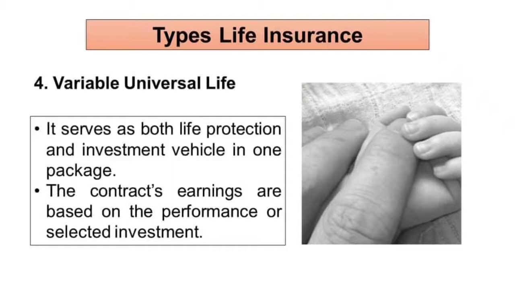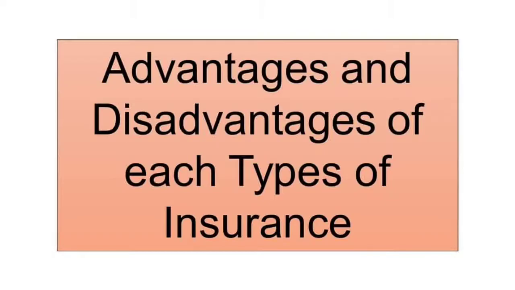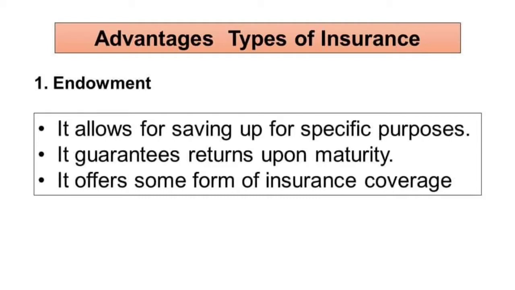With a variable universal life policy, you can choose from a number of investment options for your policy sub-accounts, and your earnings are based on the performance of your investment option. So that's it for the types of insurance. And now I am going to discuss what the advantages and disadvantages of each type of insurance are. This will serve as your reference for what type of insurance you are going to purchase or apply for later on. So here we have the advantages of endowment insurance.